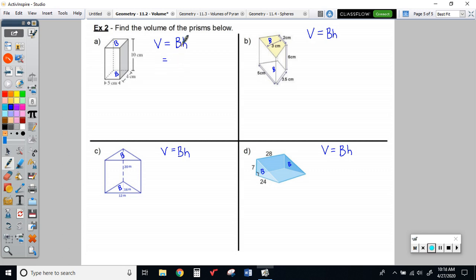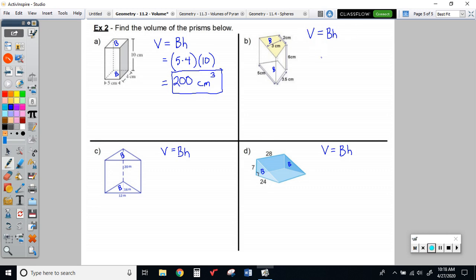And so for the base, the area of the base of a rectangle, we would be thinking that's length times width or base times height. So I would have for this capital B 5 times 4. And then the height of the prism, part connecting the 2 bases, would be 10. If I do 5 times 4, that's 20. 20 times 10 is 200. So I have 200 centimeters cubed on that one.